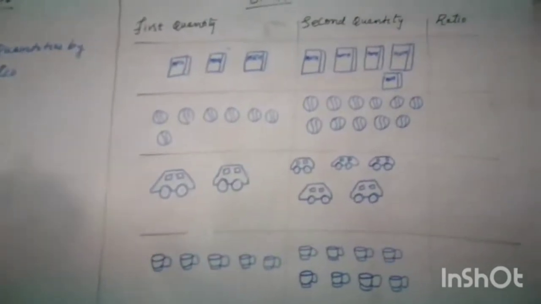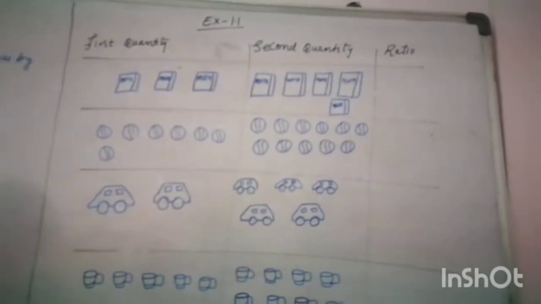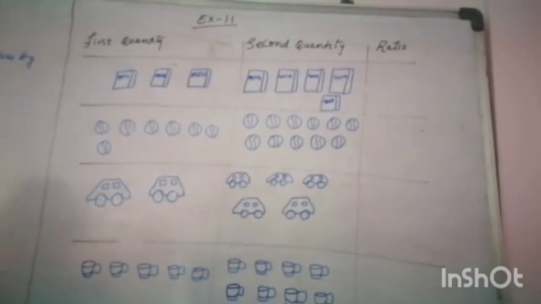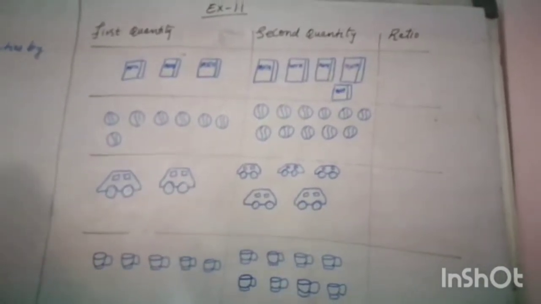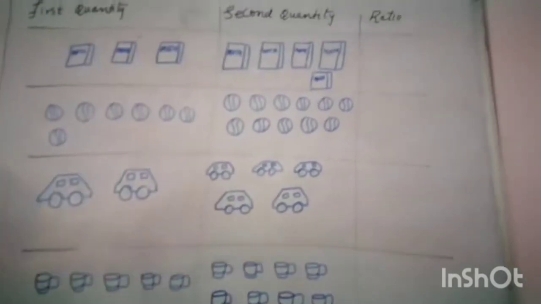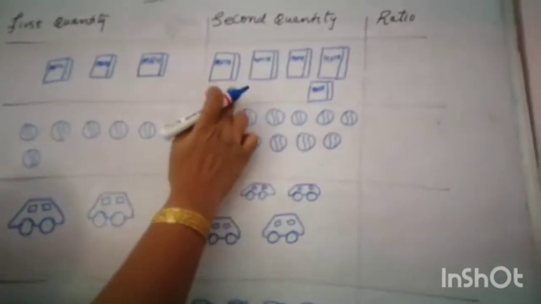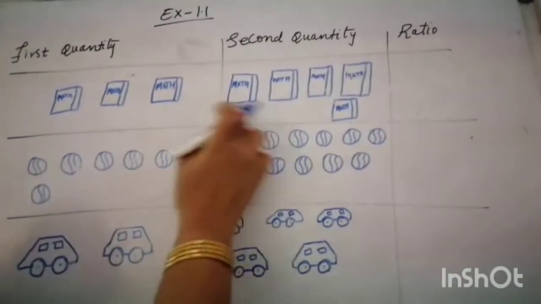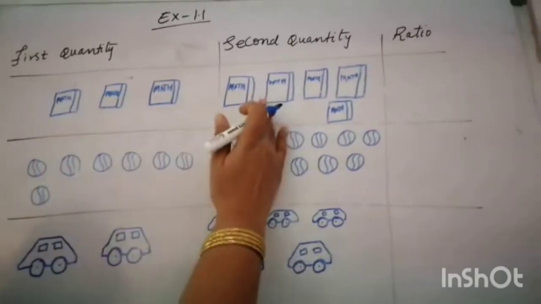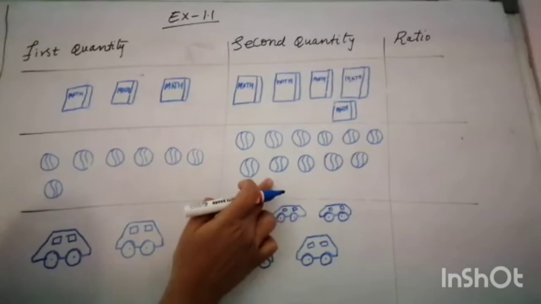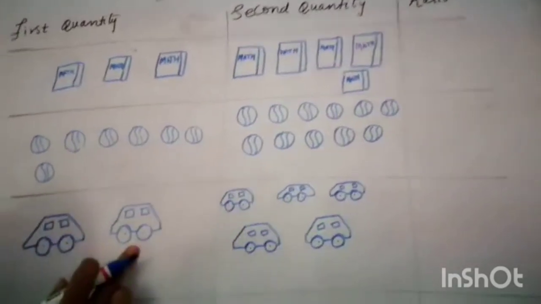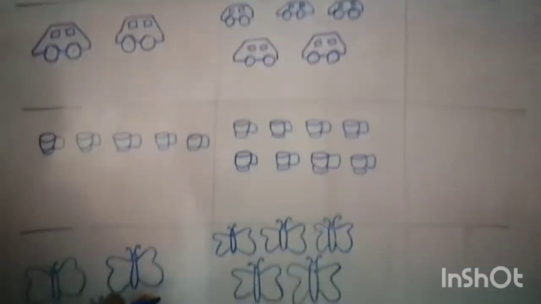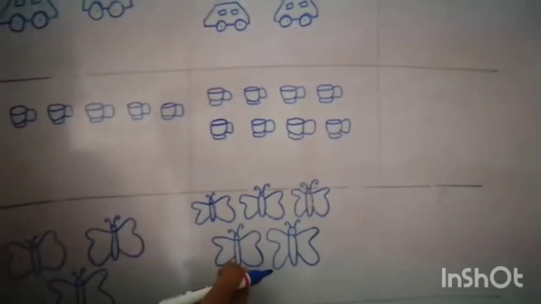Now come to exercise 1.1, children. Some pictures are given. See the question: complete the following table, first quantity and second quantity. Ratio means comparing two similar quantities, so both should be the same. Comparing books to books, yes, we can compare. Books to balls, no. Books to cars, no. Cars to cups, no. Cups to butterflies, no. But butterflies to butterflies, we can compare.